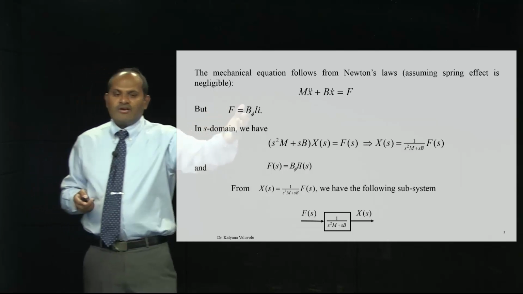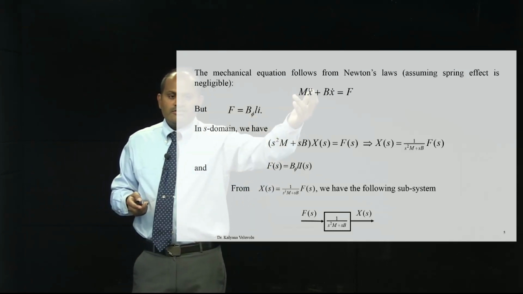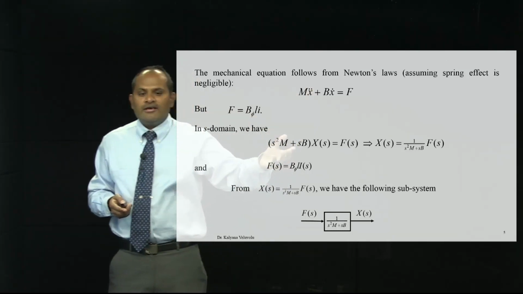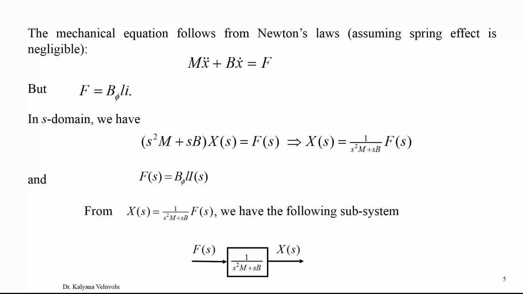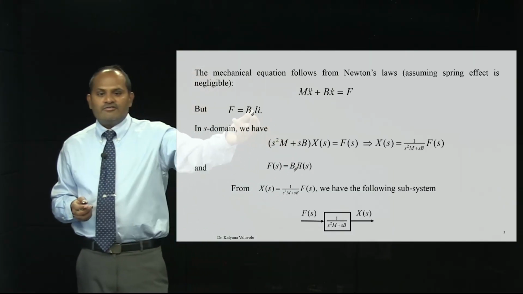In the s domain, we can try to model them. When I try to model this equation with the Laplace transform, I get s squared m plus s b, into x of s, equal to f of s. So, here if you try to understand, the input in this equation is the force and the displacement x is the output. So, I write the output-input relationship: x of s equal to 1 by s squared m plus s b, into f of s.